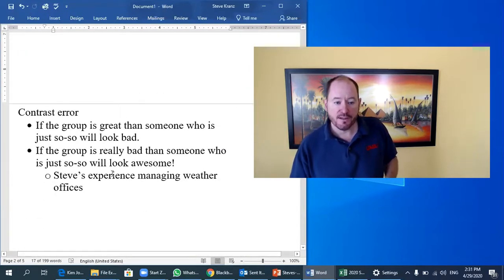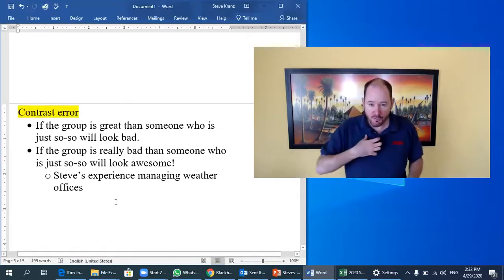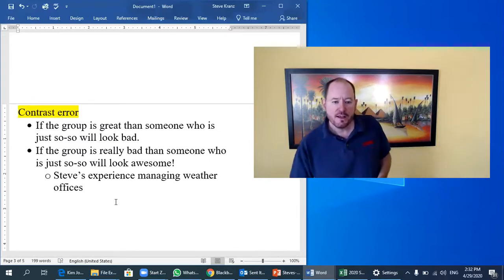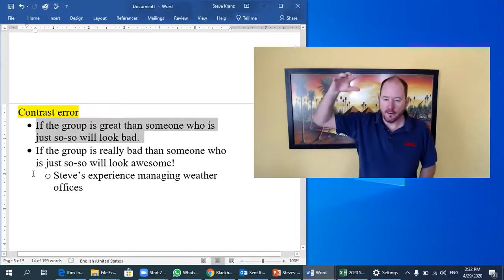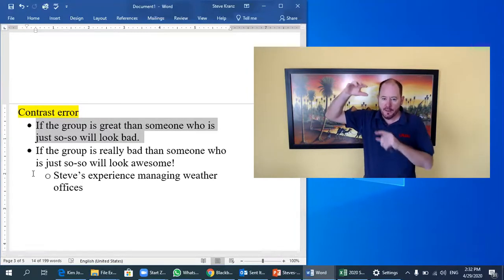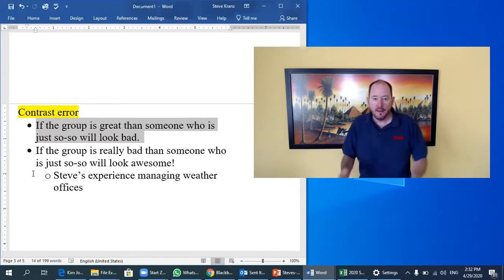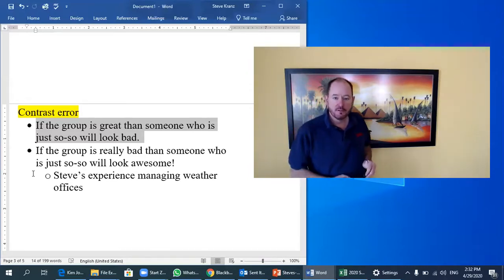Next up, the contrast error. Of all the errors, this is the hardest one to explain, but I have a personal story that hopefully will make it easy to understand. The contrast error is that if you have a group of people who are great, if you have a group of people who are awesome, then a person who's average is going to look like he's really bad. If you have a group of people who's really bad, then a person who's just average is going to look awesome.